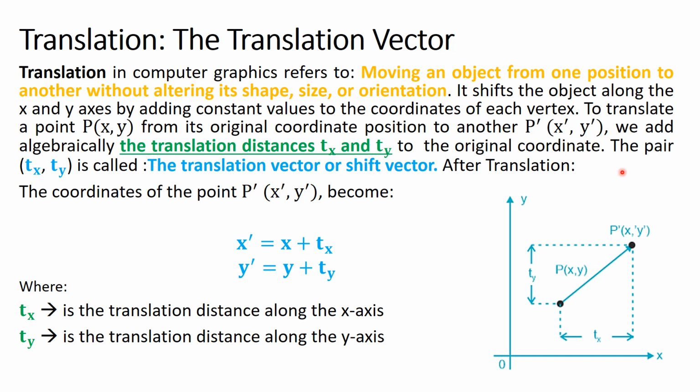After translation, the coordinates of the point P dash of x dash and y dash become x dash equals x plus tx and y dash equals y plus ty. After we add the displacement values in x and y, the new x is the old x plus the translation distance tx from the translation vector, and the new y dash equals the old value of y plus ty.